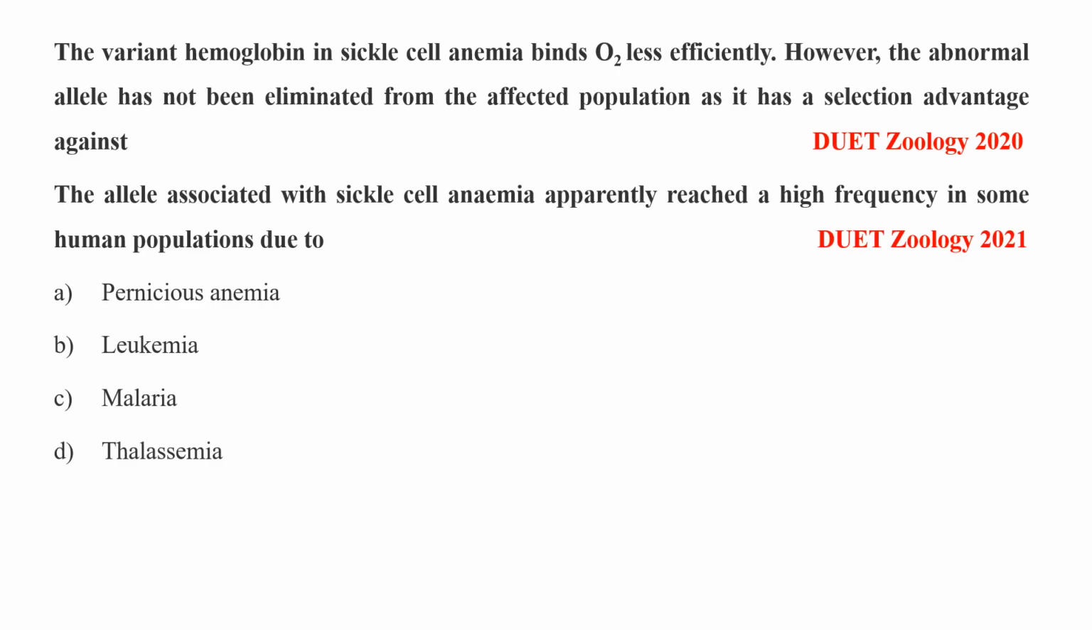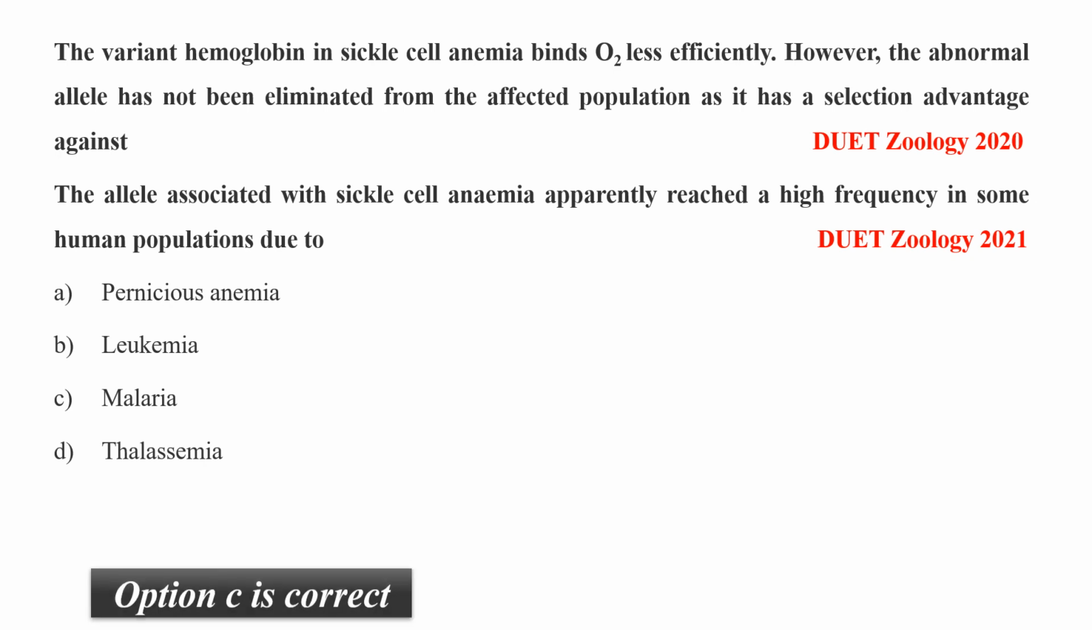The variant hemoglobin in sickle cell anemia binds oxygen less efficiently. However, the abnormal allele has not been eliminated from the affected population, as it has a selection advantage against. That's very easy. We know that the people who are suffering from sickle cell anemia, they can better adapt in those areas which are prone for malaria. So option C is the correct answer.